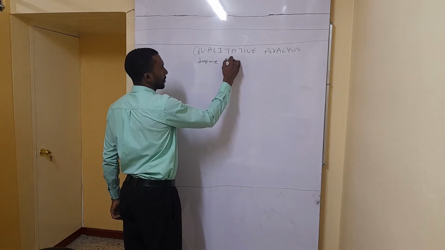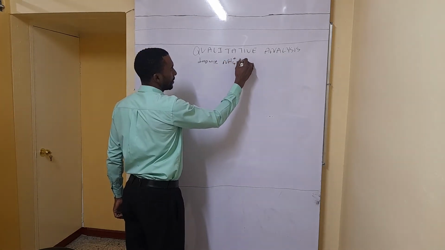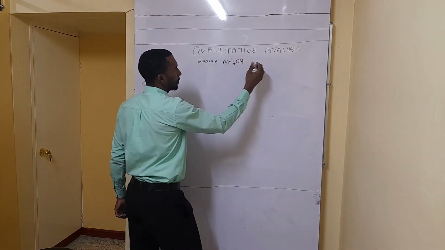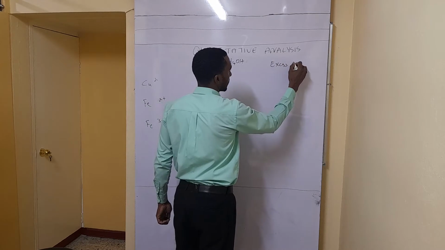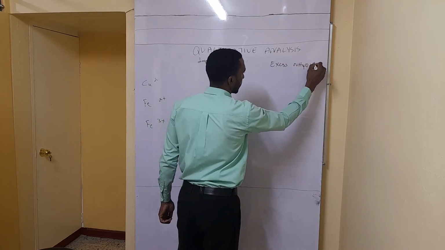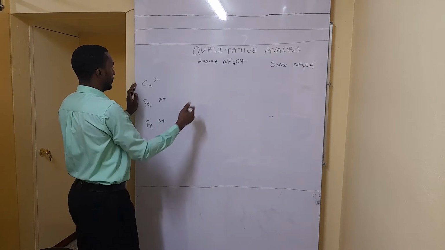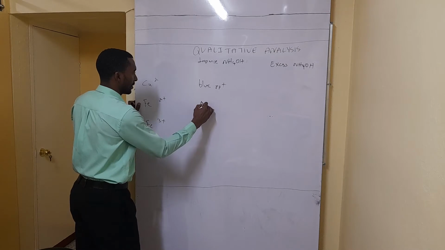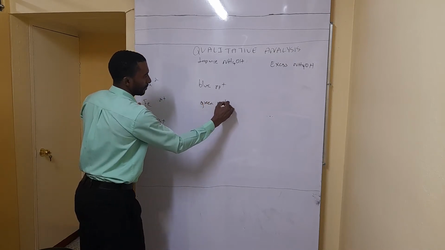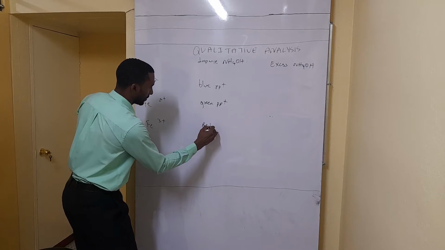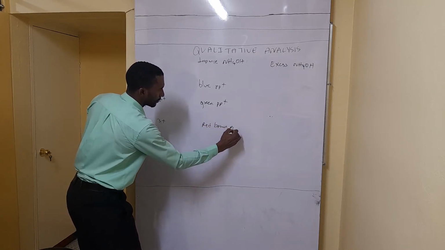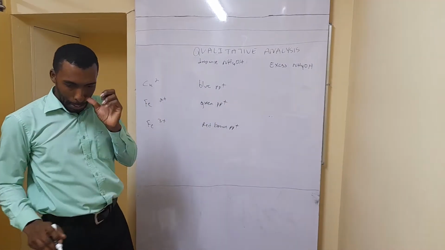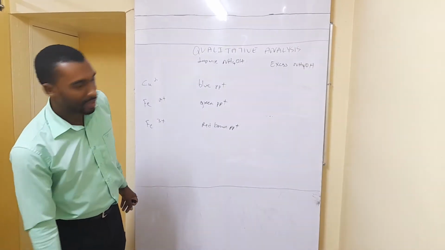Add ammonium hydroxide dropwise and then in excess. As in the previous case, copper is always a blue precipitate, iron 2 is a green precipitate, and iron 3 is red-brown. But in this case, the copper 2 precipitate is soluble while the iron precipitates are insoluble.